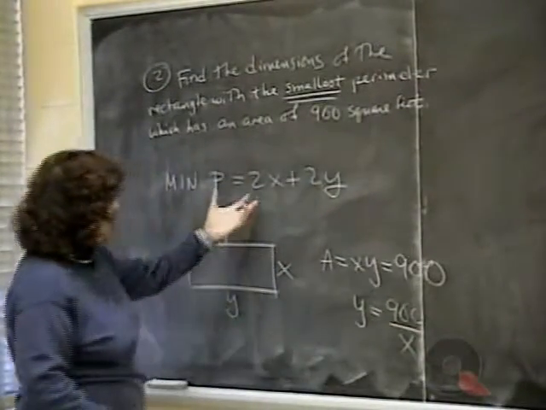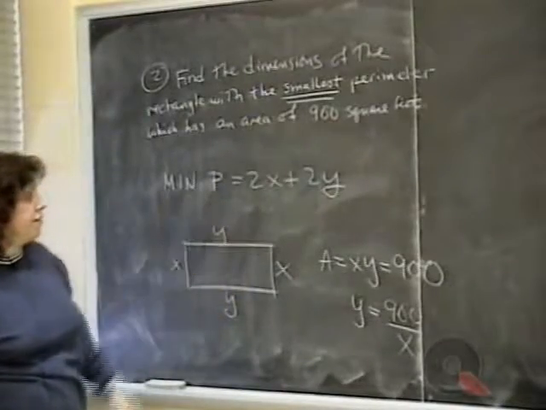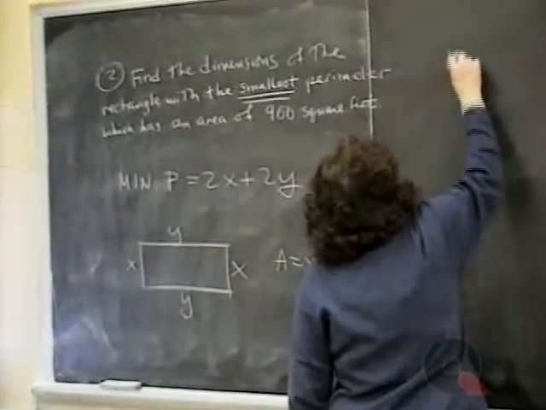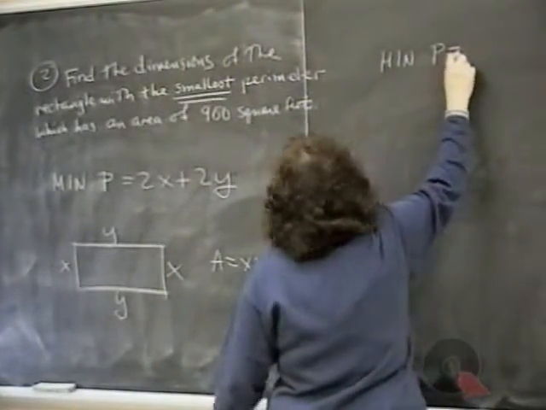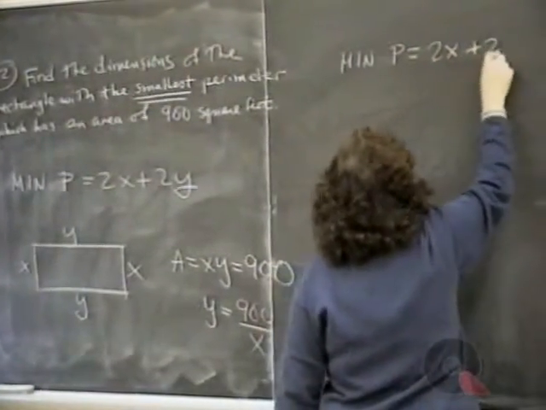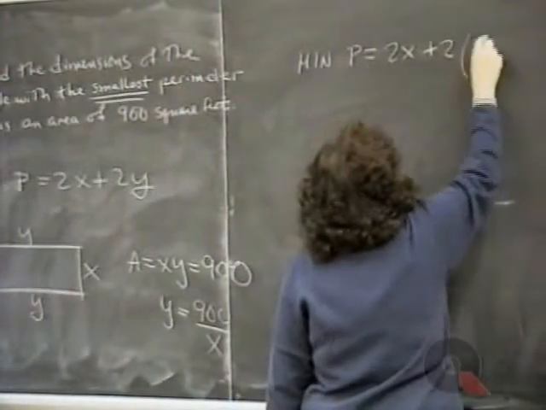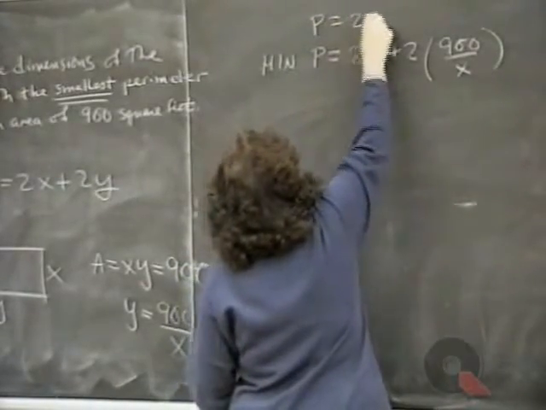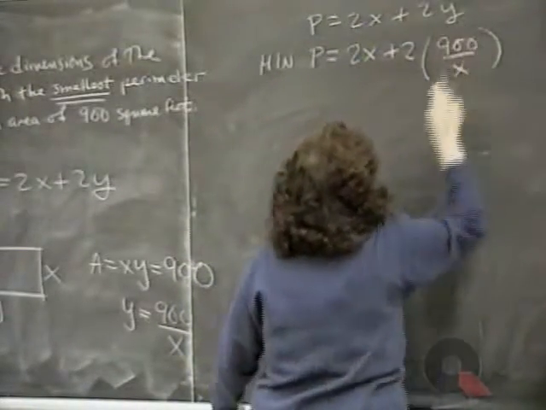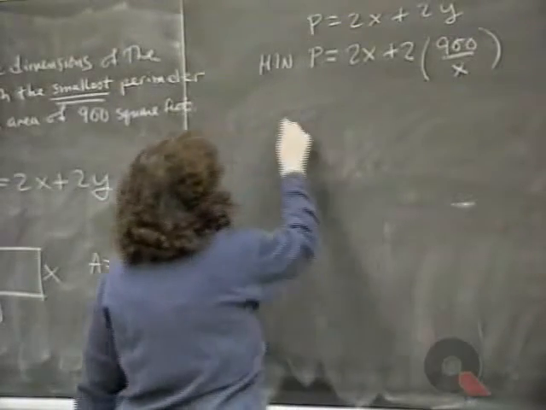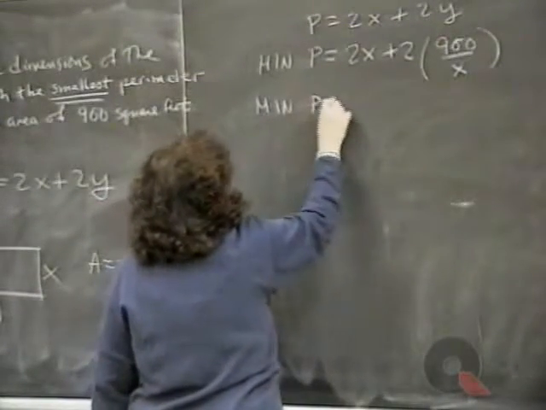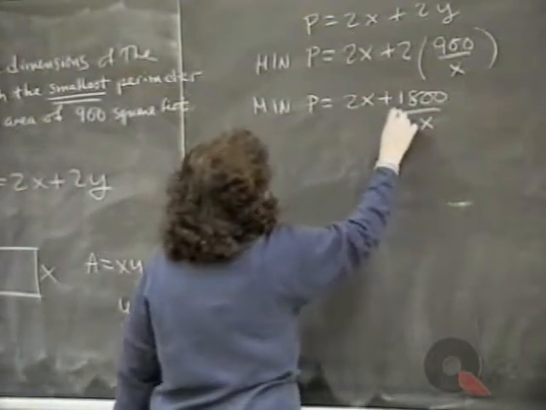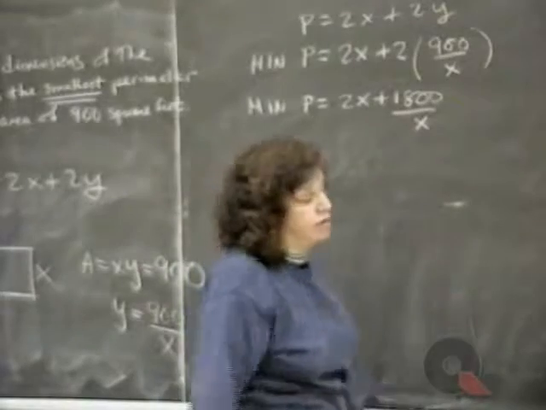So we would be able to write this as a function of one and only one letter, namely to minimize perimeter, which is equal to 2x plus 2y, but y is 900 over x. So we want to minimize p, 2x plus 1800 over x, subject to x being restricted to some interval.